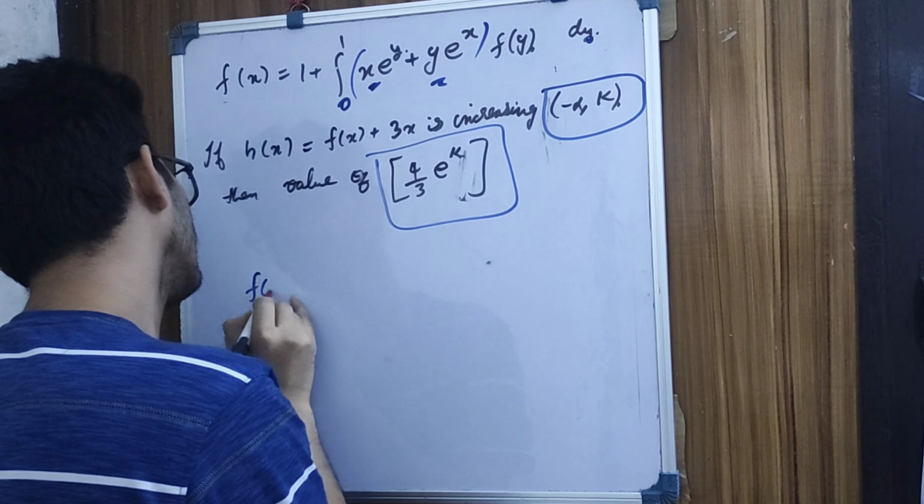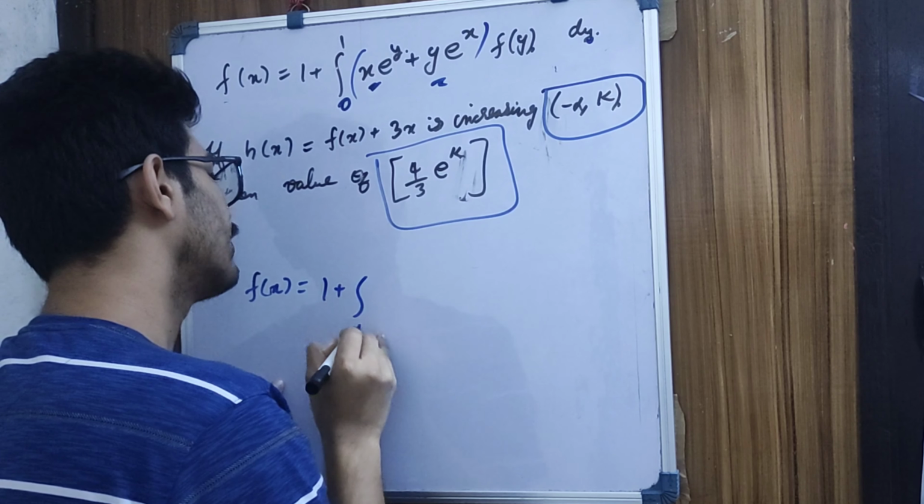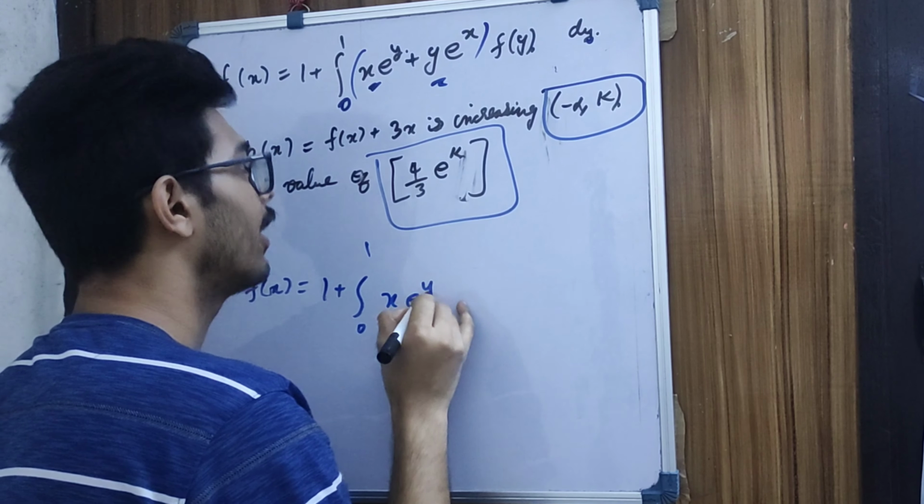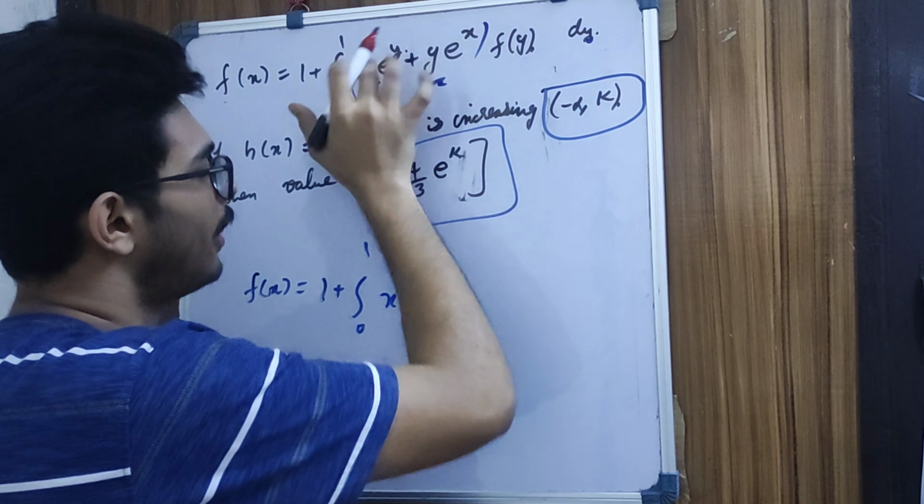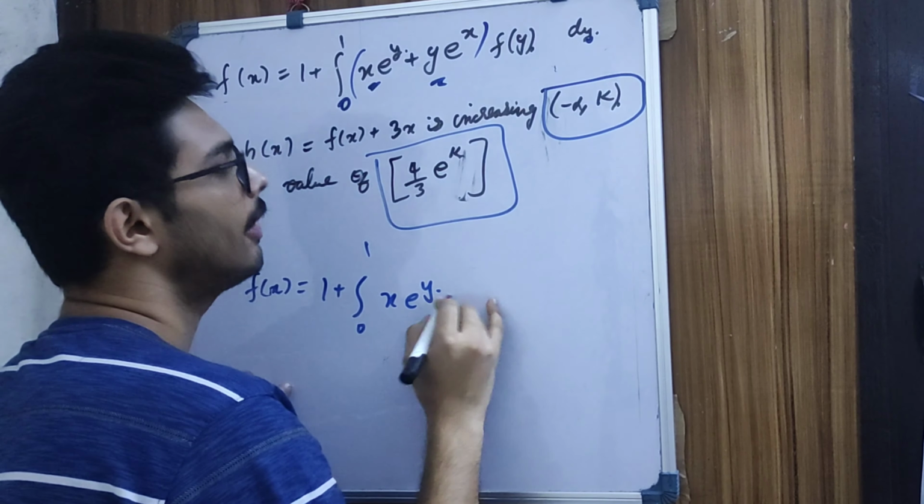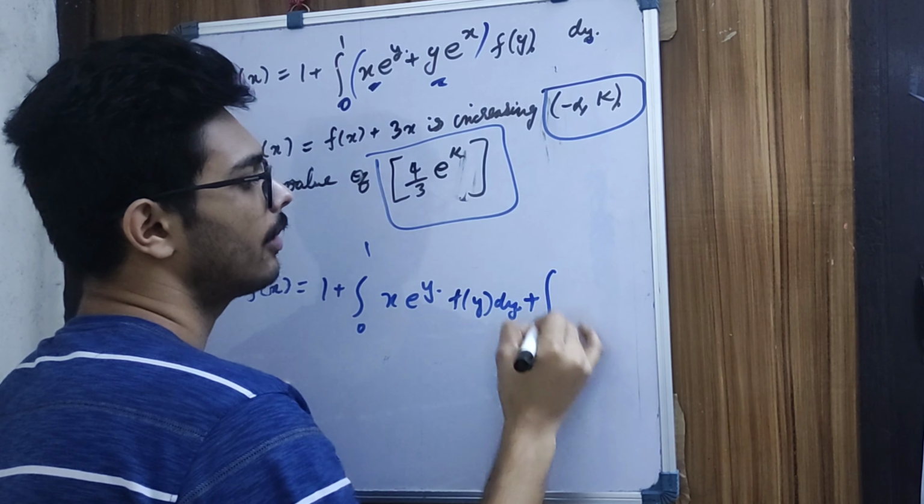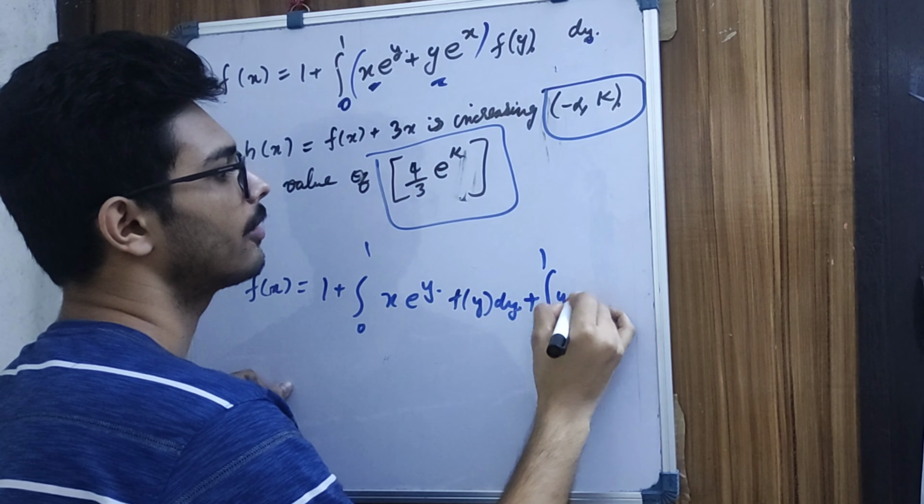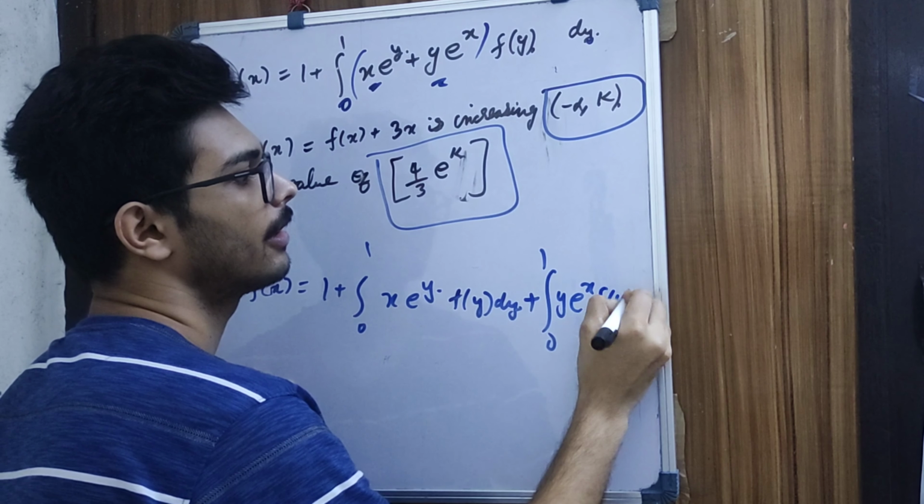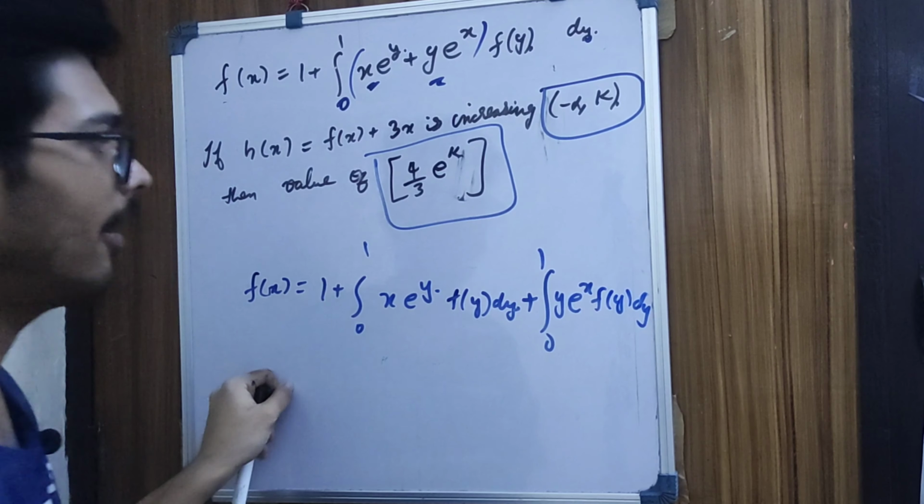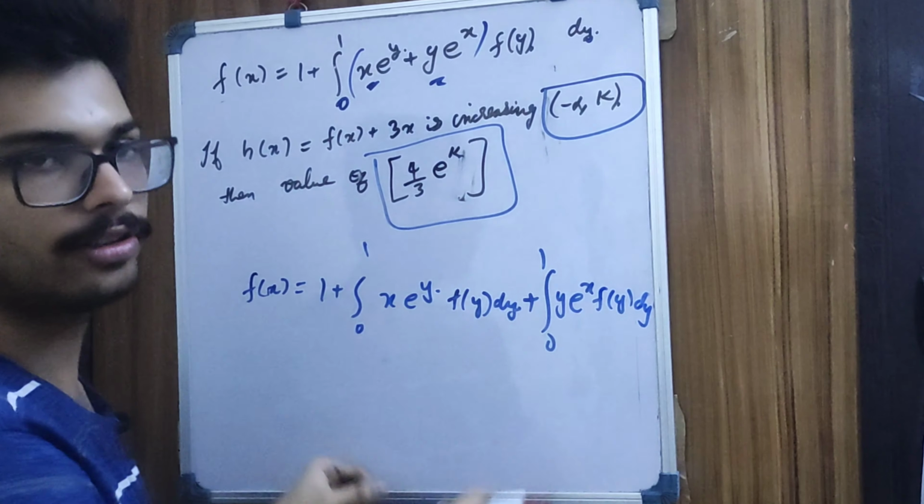So we can write f of x equal to 1 plus integral 0 to 1 of x e raised to y, and I am multiplying the f of y inside, which will give f of y dy, plus integral 0 to 1 of y e raised to x f of y dy. Now I have split this integral into 2.